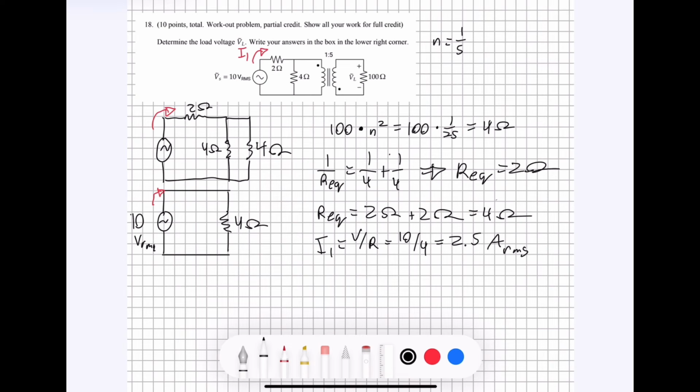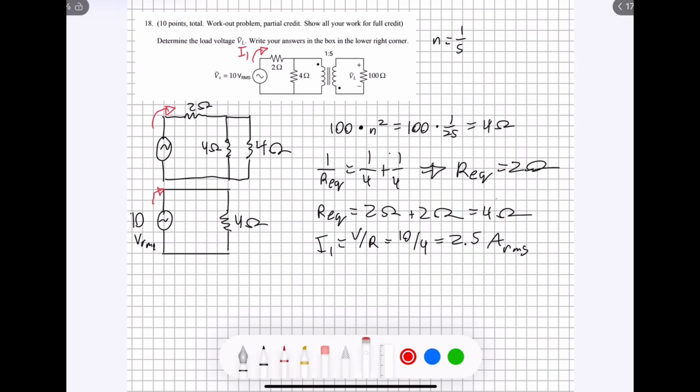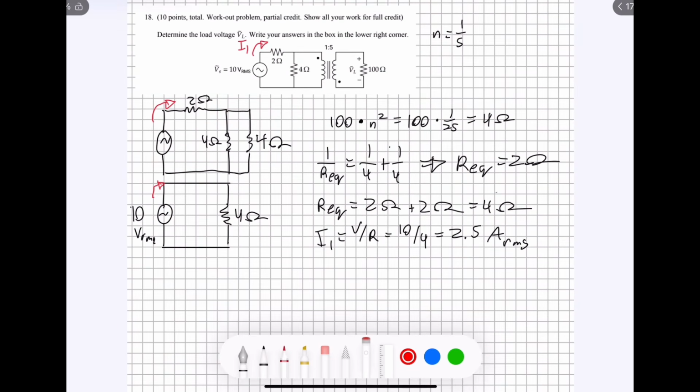That is the value of this current going through here, but once we reach this node right here, the current is going to split. Because we see 4 ohms and 4 ohms, with identical resistance values, this current is going to split evenly in half because it's going to see the same amount of resistance from both of these two sides.